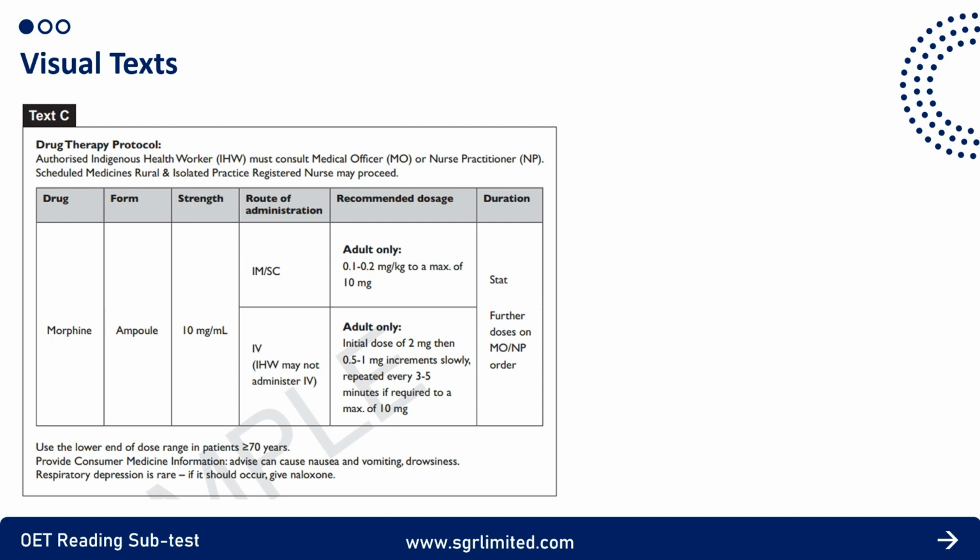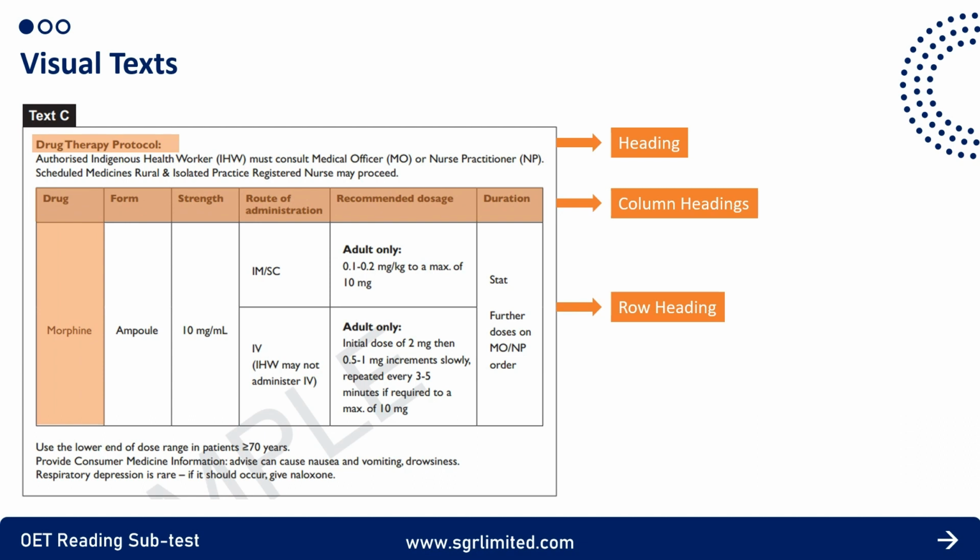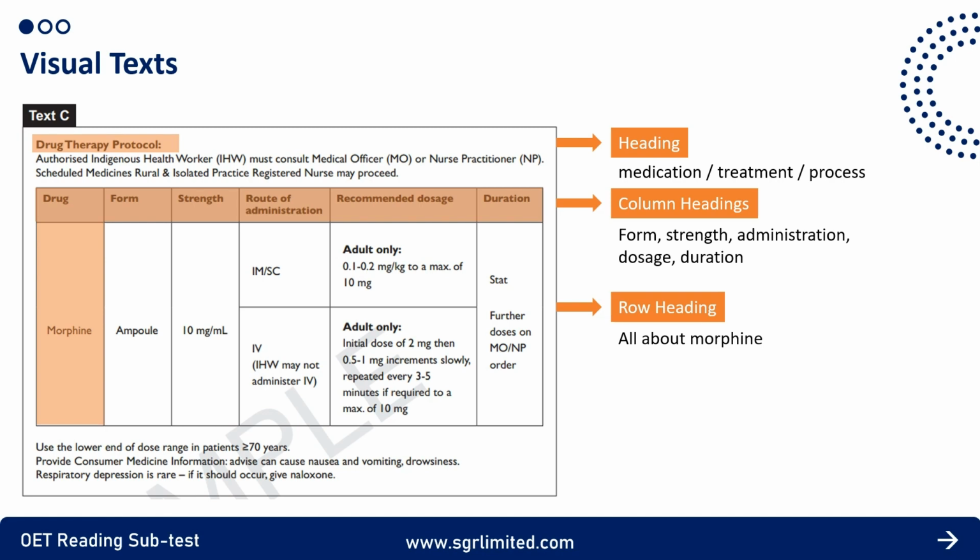Again, check for the heading, the column headings, and the row headings. The number of information tells you the number of topics being discussed. Ensure that you are familiar with them. Our heading states drug therapy protocol. This means this is a table about a medication or a treatment or a process showing the procedure of using morphine. It then gives you information about the form, the strength, the administration, the dosage, and the duration of morphine.